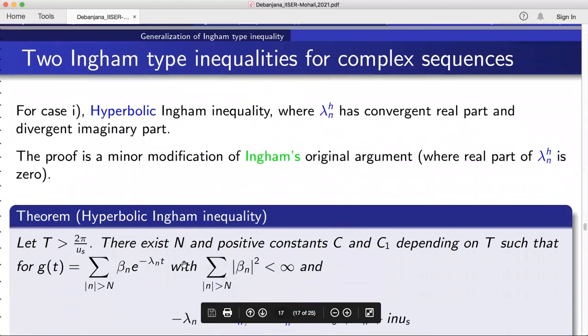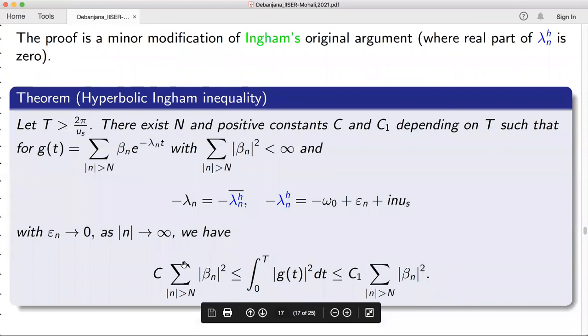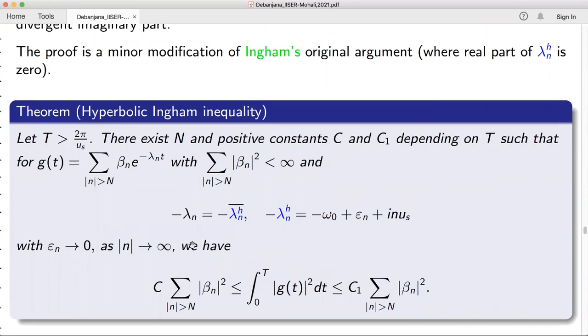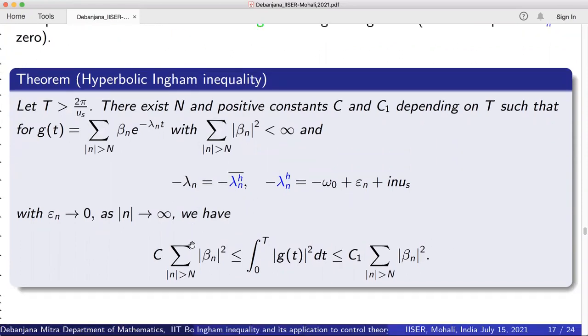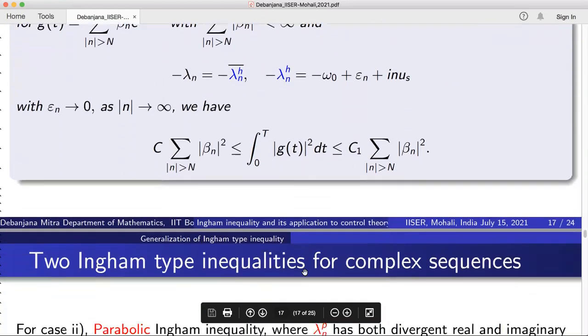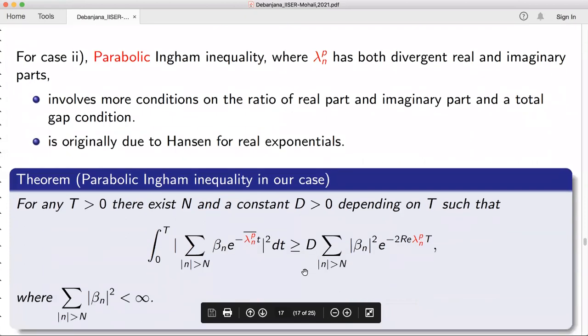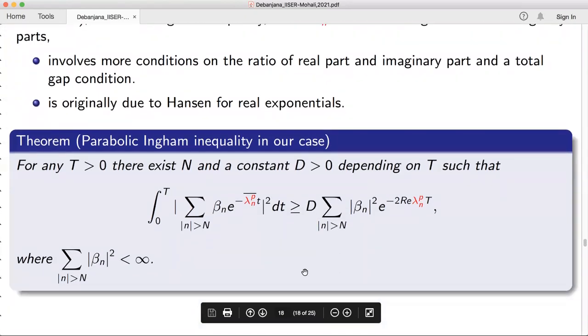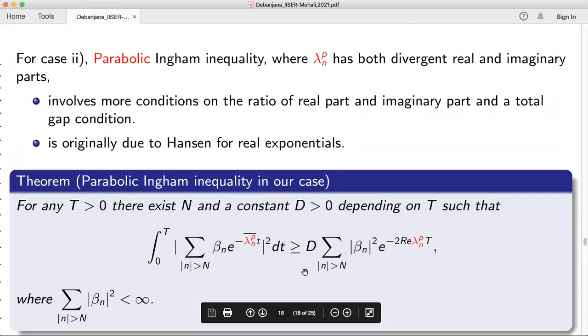But for this type of little perturbation, in each separate case we can have a slight modification of Ingham's original argument: when this lambda_nh has this particular form, then we can still get the inequality. So this is simple, but the other one needs some extra effort to prove.